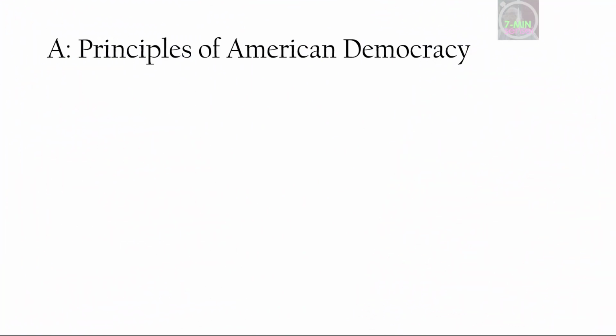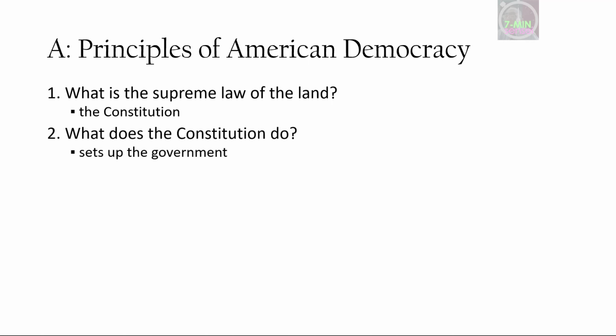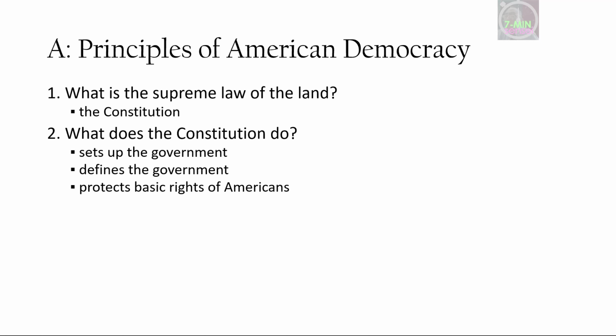A. Principles of American Democracy. 1. What is the supreme law of the land? The Constitution. 2. What does the Constitution do? Sets up the government. Defines the government. Protects basic rights of Americans. 3. The idea of self-government is in the first 3 words of the Constitution. What are these words? We the people.